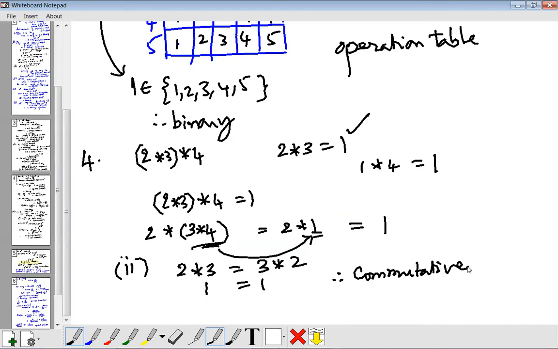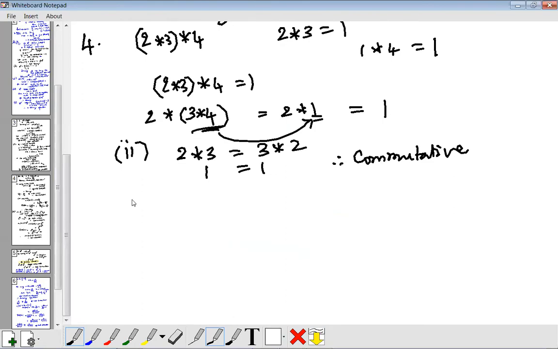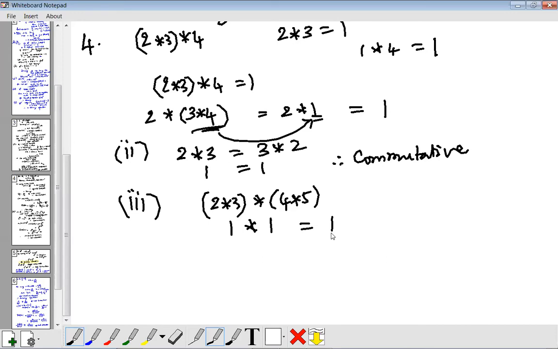Then the third question. Compute 2 star 3 star 4 star 5. So 2 star 3 we have already done, which is 1. Then 4 star 5, fourth row, fifth column, is 1. So you are looking at 1 star 1, which is 1. That's the answer. So the fourth question is done.